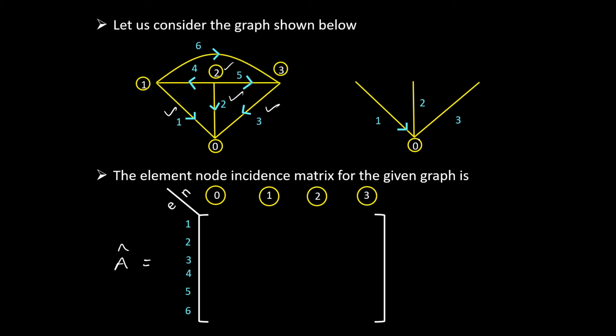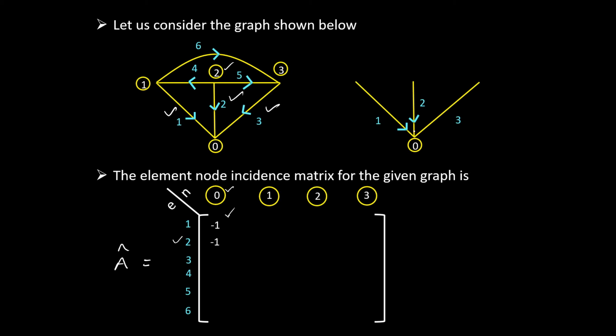Since it is towards the 0 node, this carries -1. So we have represented the element 1 with respect to node 0 as -1. Now, coming to the second transmission line, if you see the direction, this is also going towards the node. So this also carries -1, that means the second element with respect to the reference node will be -1 again.